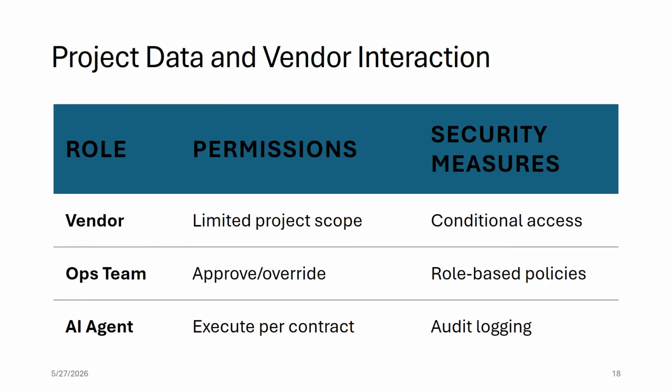Vendors have limited access to project scopes via conditional access. Ops teams approve or override actions with role-based policies, and AI agents execute tasks per contract. Security features include vendor isolation and audit logging, ensuring compliance and efficient operations.